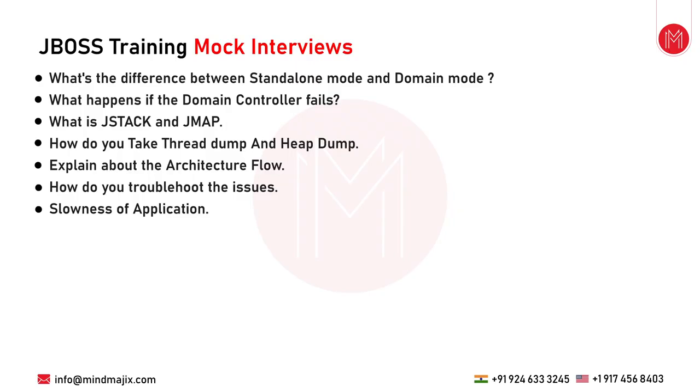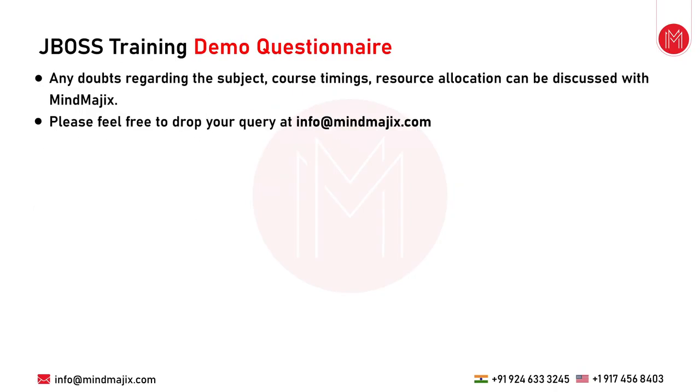How will you troubleshoot, for example, if the application is slow? We have error logs, server logs, access logs, and the host and domain controller logs. We need to check what these logs show and what error we get. When we get a particular kind of error, this is how you troubleshoot it. Everything you will get from there. So this is about JBoss and the demo questionnaire.